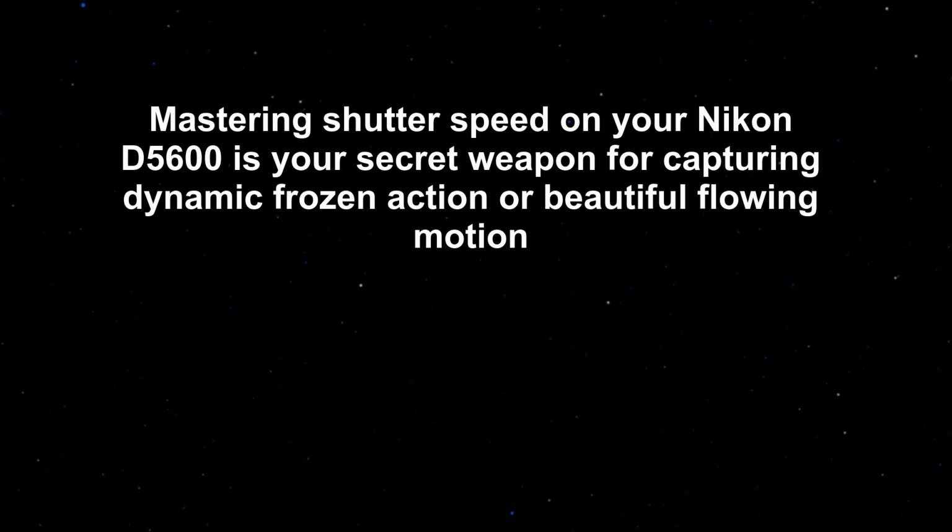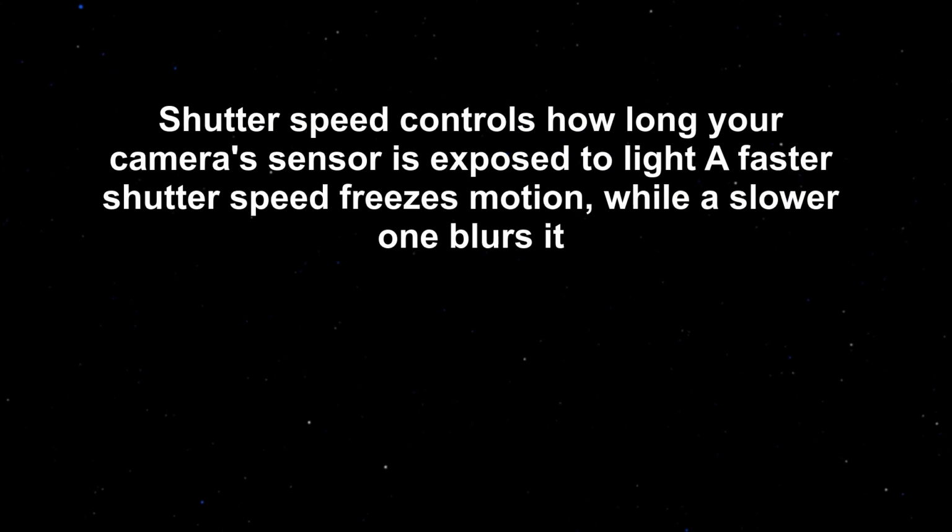Mastering shutter speed on your Nikon D5600 is your secret weapon for capturing dynamic frozen action or beautiful flowing motion. Shutter speed controls how long your camera sensor is exposed to light. A faster shutter speed freezes motion, while a slower one blurs it.